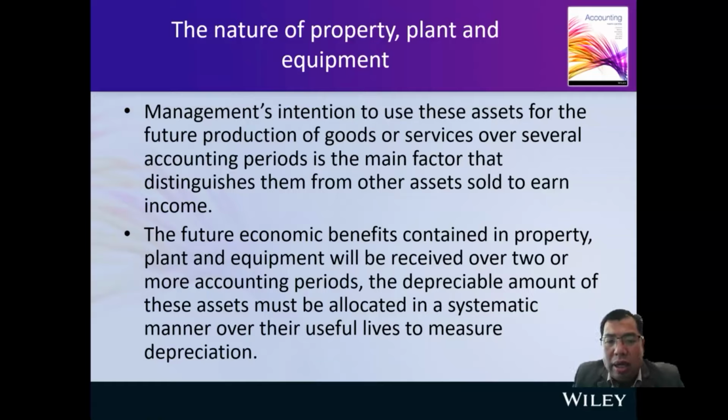We need to allocate the cost systematically over the useful life. For example, if you buy a car or van for 100,000, and that van can last for 10 years, you need to allocate the cost over a 10 year period. So you have to divide the cost of that van over the 10 years.